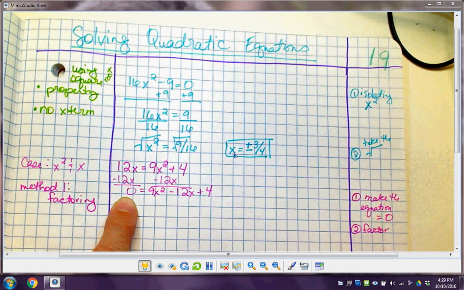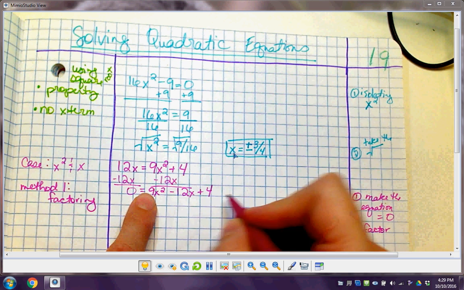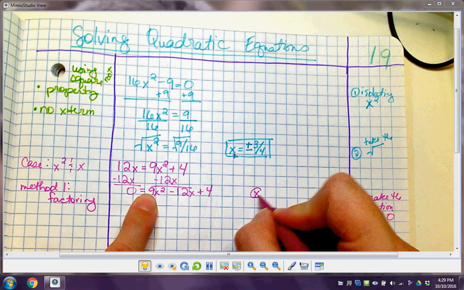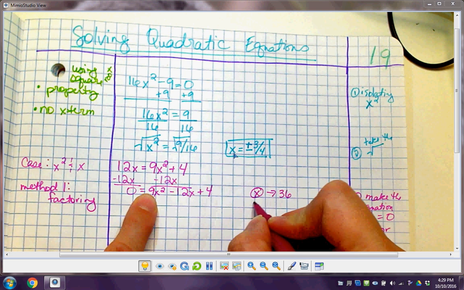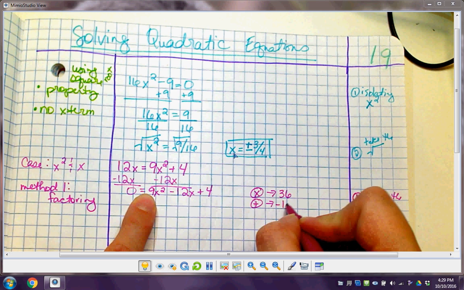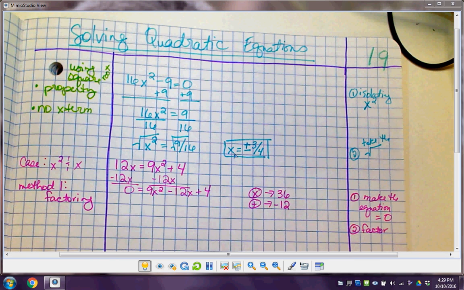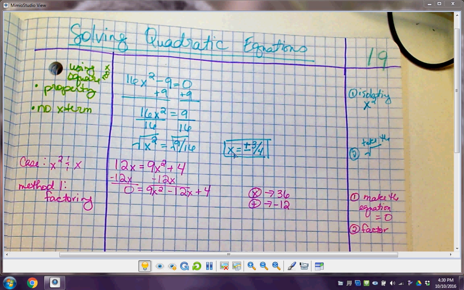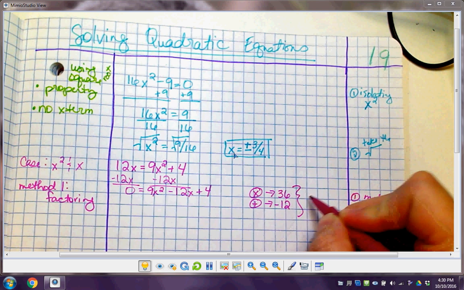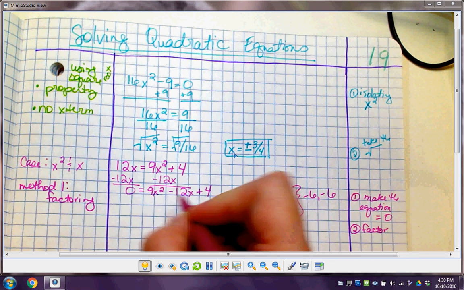So I've got to use AC factoring, multiply A times C. What two numbers multiply to give me 36 and add to give me negative 12? So take a second for yourself and think about it. Pause the video if you need a little bit more time. The answer is negative 6 and negative 6.